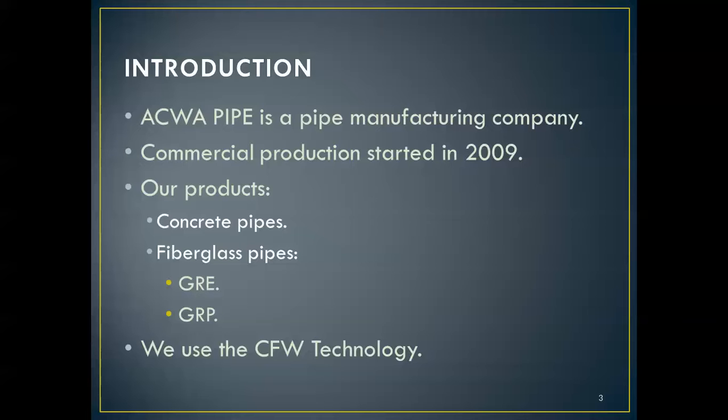And in our plant in Dammam, we have fiberglass pipes, which are classified into two types: GRE, which is glass reinforced epoxy, and the GRP, which is glass reinforced polyester. GRP is the type of pipe which will be under our study. For GRP pipes, we use the CFW, which is continuous filament winding process.